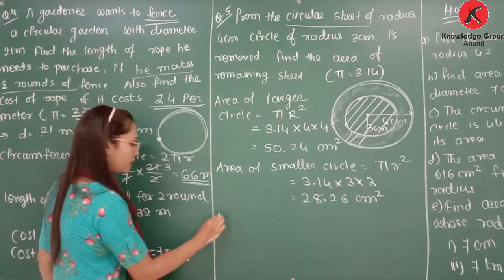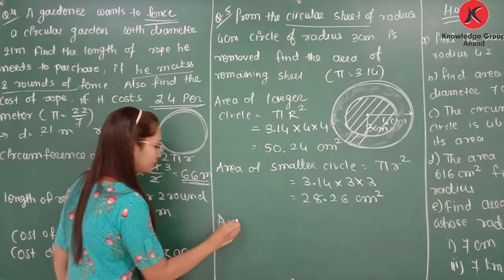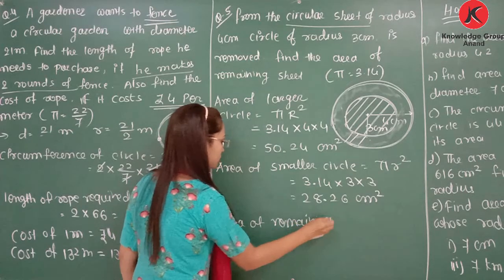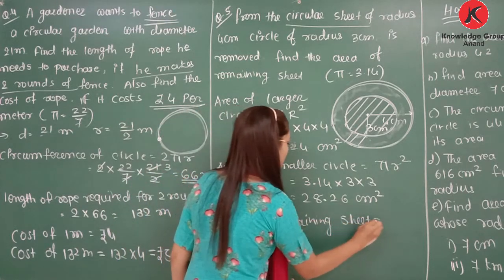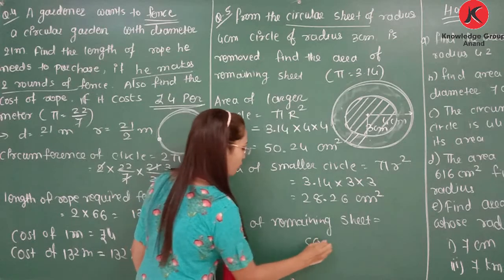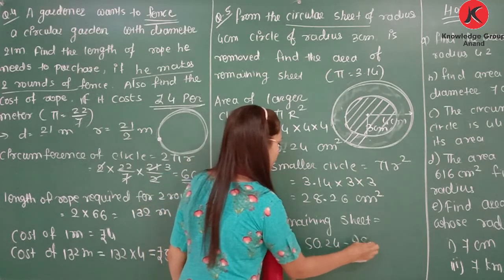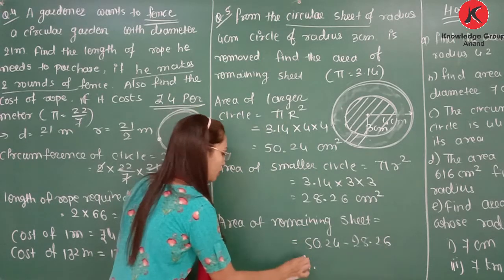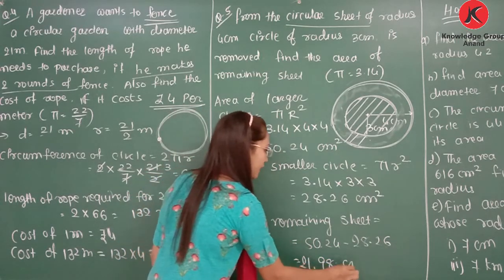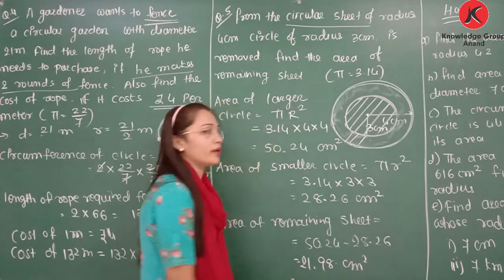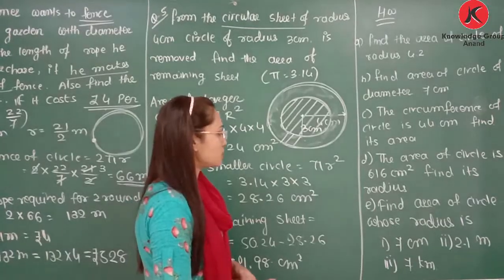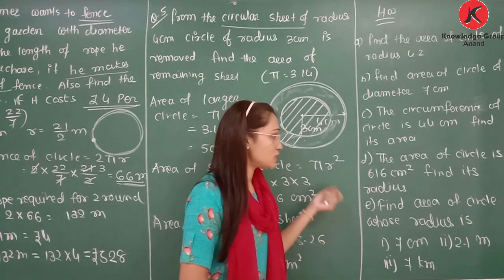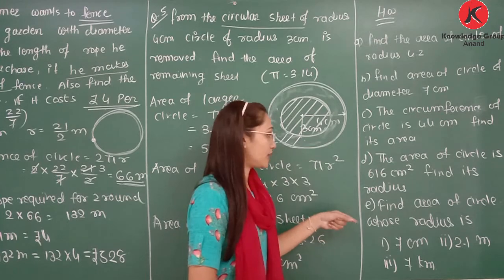Now area of the remaining sheet, it means subtraction. Is equal to 50.24 minus 28.26. If you subtract this, you will get 21.98 centimeter square. Clear? Here some examples are given that you need to solve in homework. Find the area, find the radius, find the circumference, that you need to solve.